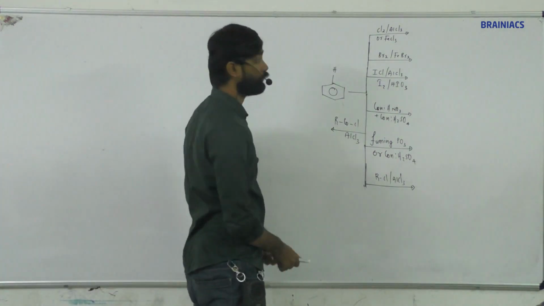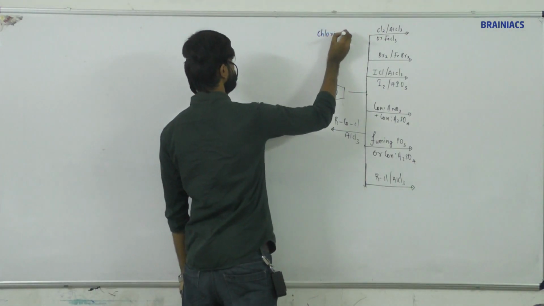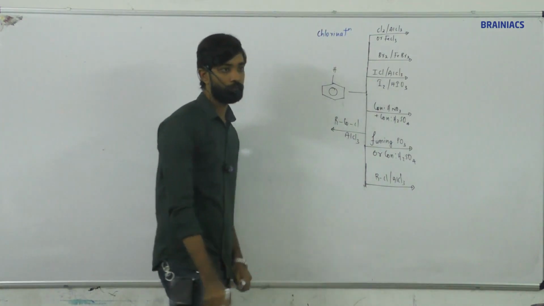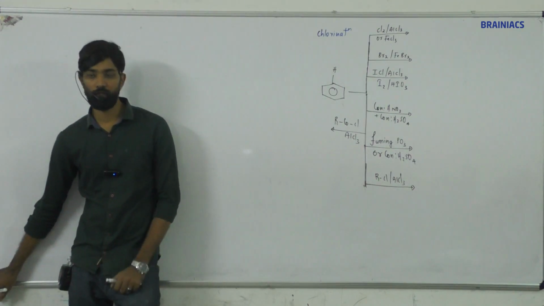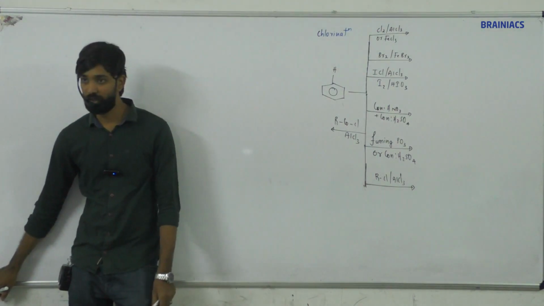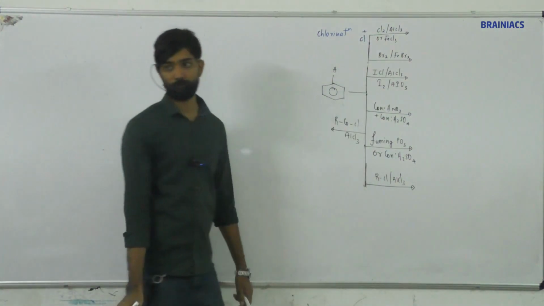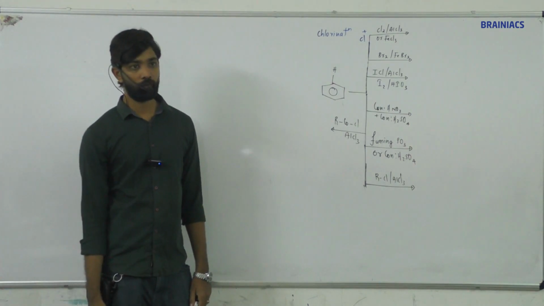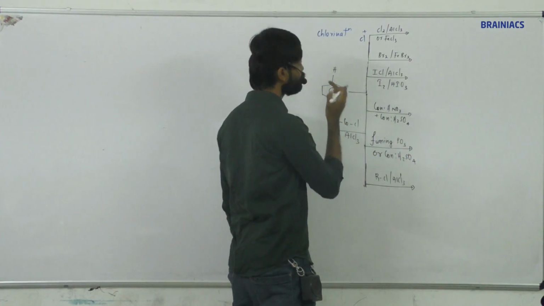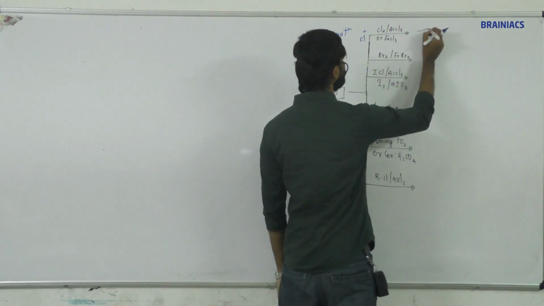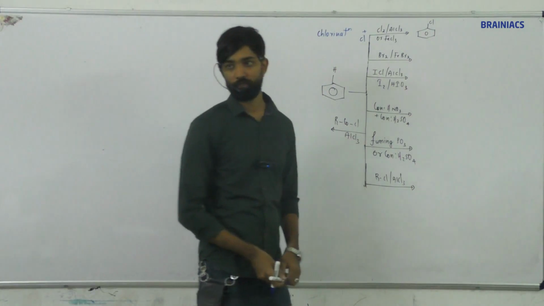The first one is known as chlorination. The reagent is chlorine in a Lewis acid, chlorine in AlCl3, chlorine in FeCl3, like that. The electrophile generated is Cl plus, the chloronium ion. These reagents can produce an electrophile which can attack and substitute the hydrogen. So the electrophile generated is Cl plus, and we obtain chlorobenzene.